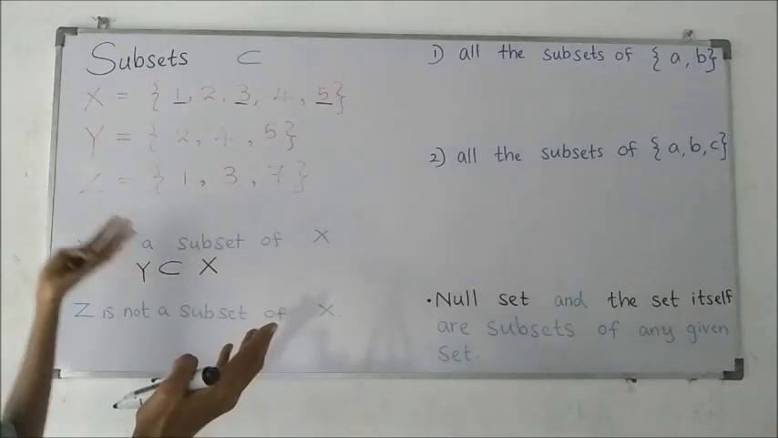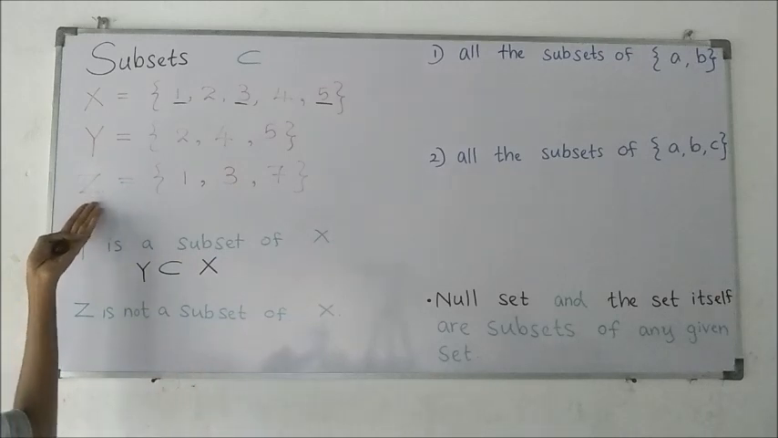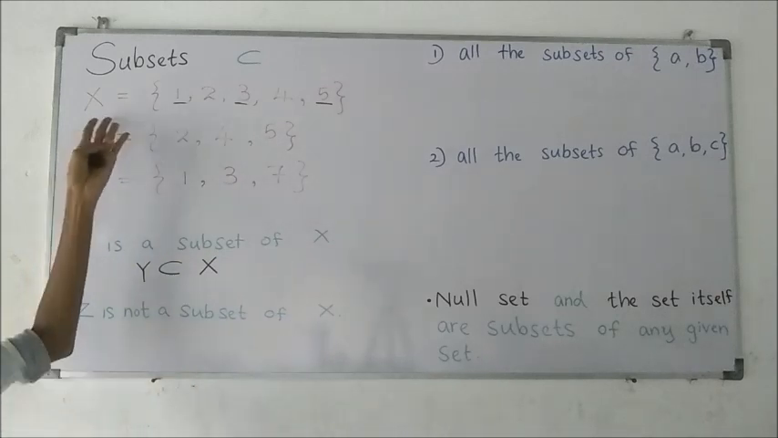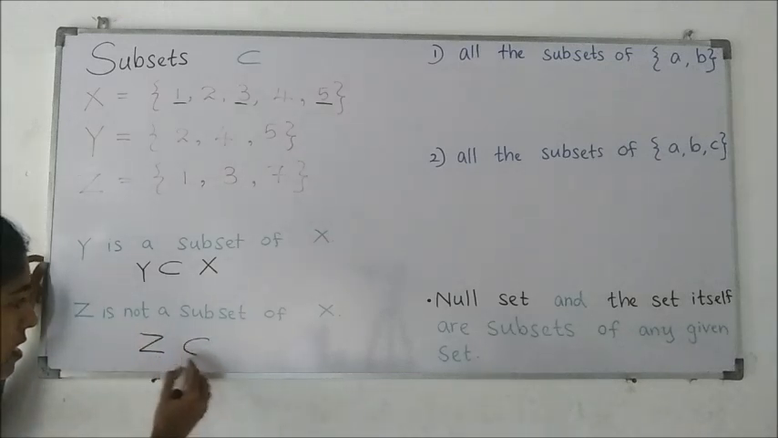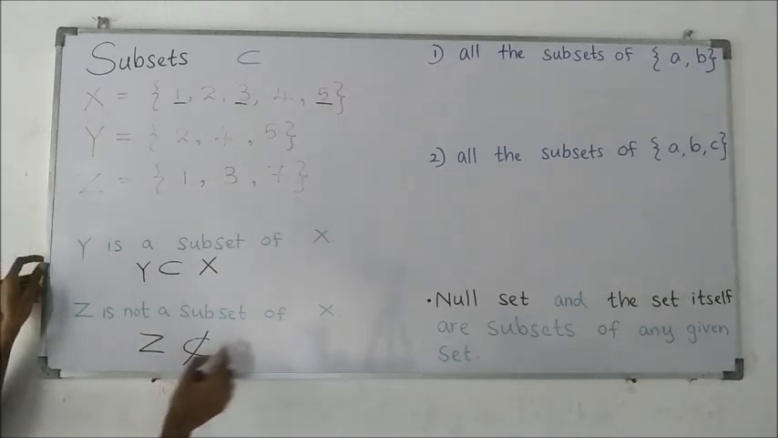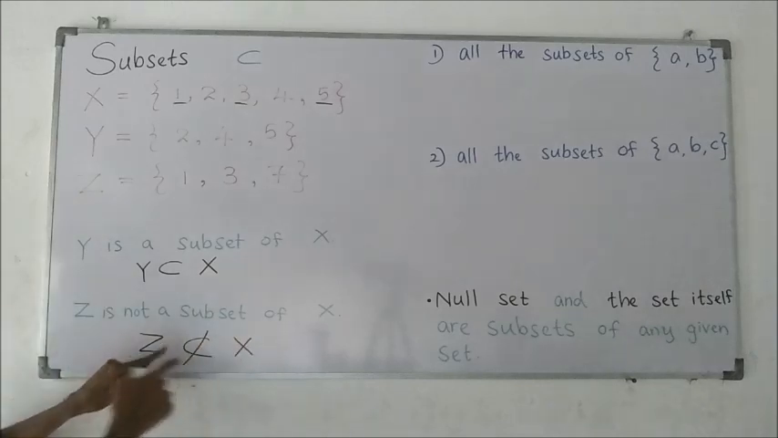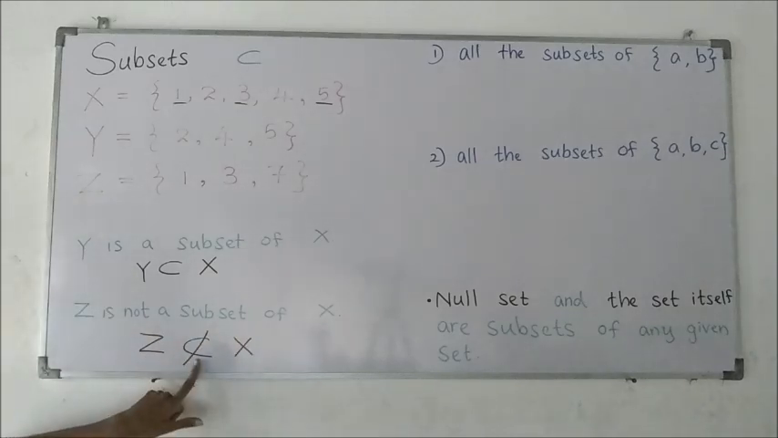So we can say that Z is not a subset of set X. So how do we write it? Z is not a subset of set X. Cut the symbol if it is not a subset. I hope that you understood.